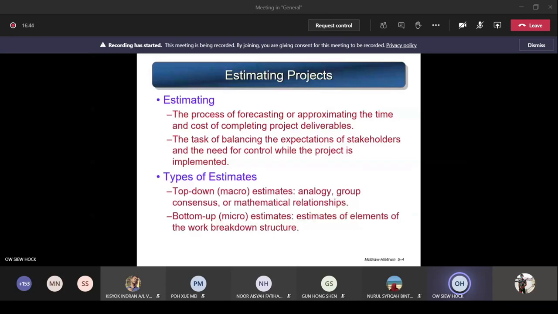Now, the types of estimates. Today you are going to learn two types of estimates. One is called top-down, also called macro estimates. The methods under top-down estimates are called analogy, group consensus, or mathematical relationships. The second type is called bottom-up, which is micro, very detailed estimates. You estimate the elements of the work breakdown structure in detail. This is a better method, and I am going to ask you to use this micro approach.